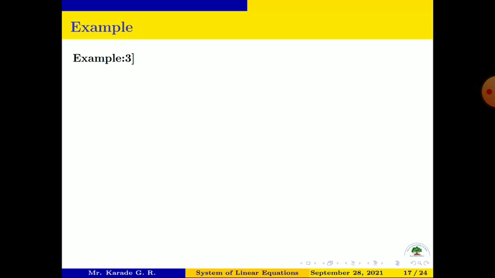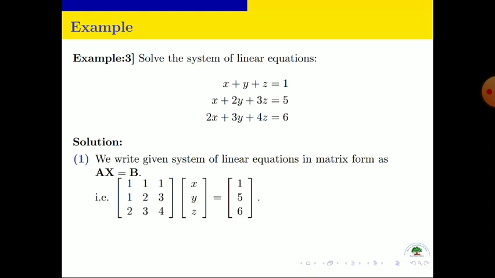In this lecture we try to solve some examples on system of linear equations by using Gaussian elimination method. So consider the system of linear equations given by x plus y plus z is equal to 1, x plus 2y plus 3z is equal to 5, 2x plus 3y plus 4z is equal to 6, and we write the given system of linear equations in matrix form as AX is equal to B.